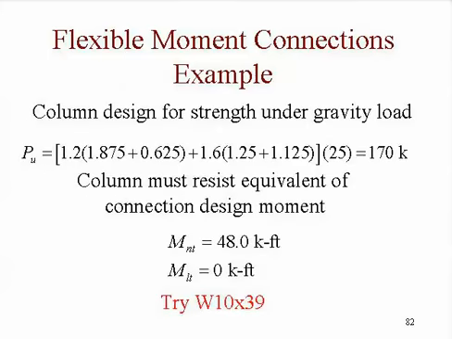Then we looked at the column design for strength under gravity load and the moment that came from the lateral load, because whether the moment is coming from a lateral load or coming from the gravity load, the connection really isn't that smart connection that Bob Disquay had talked about. It doesn't really know, it doesn't take moment. So it's going to have that amount of moment in it. So we took that 48 foot kip moment and we tried a W10 by 39.